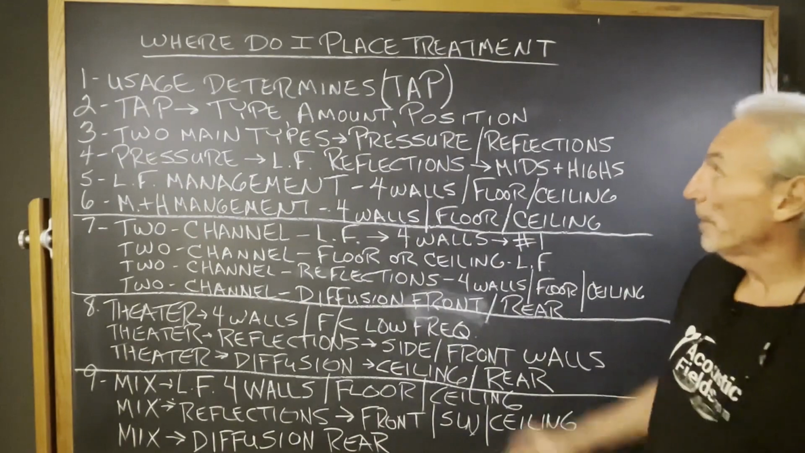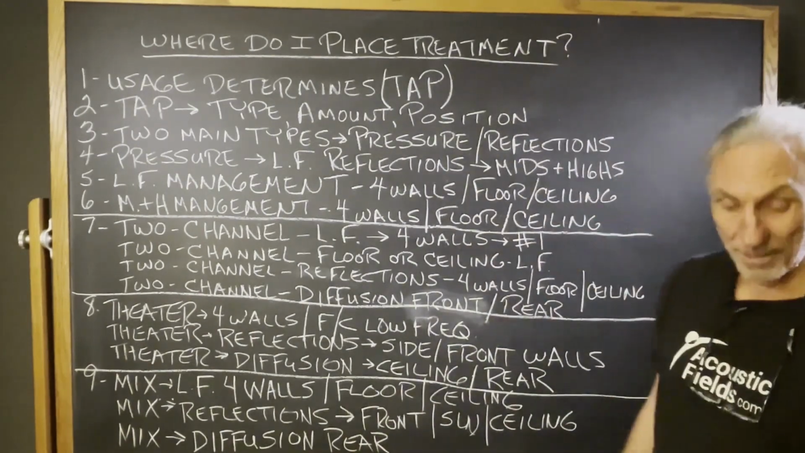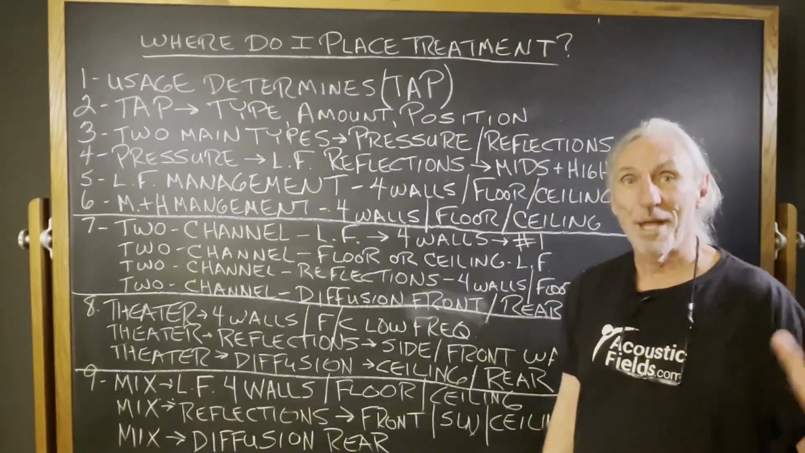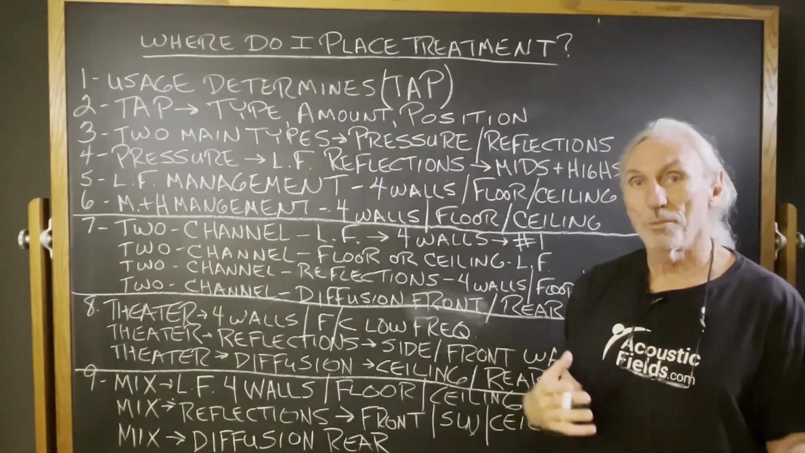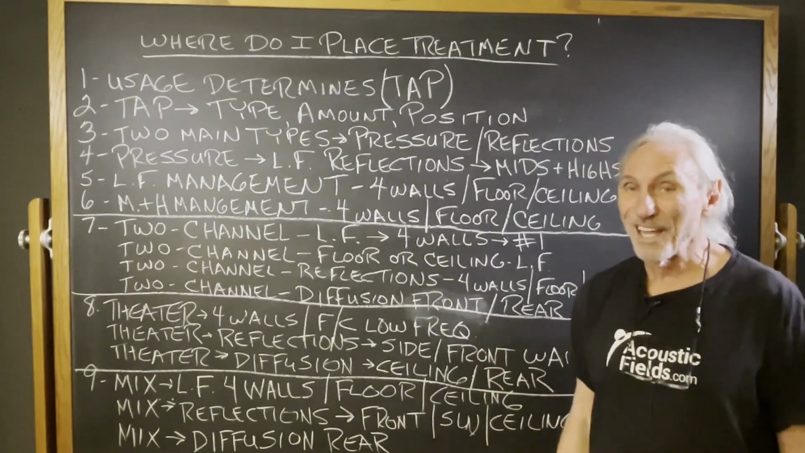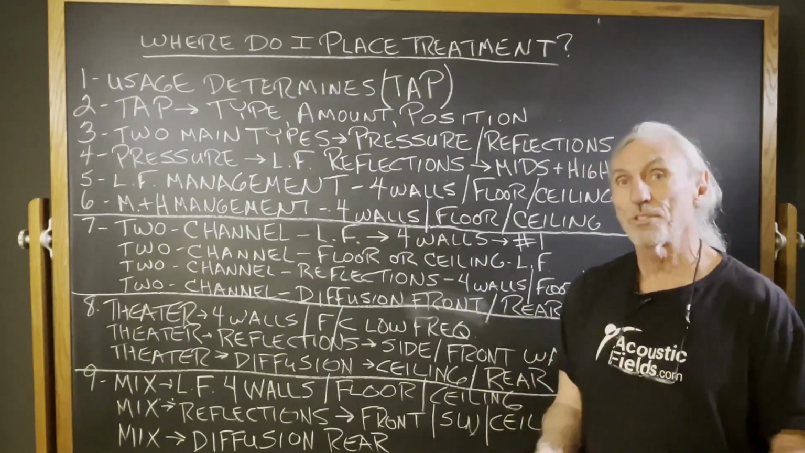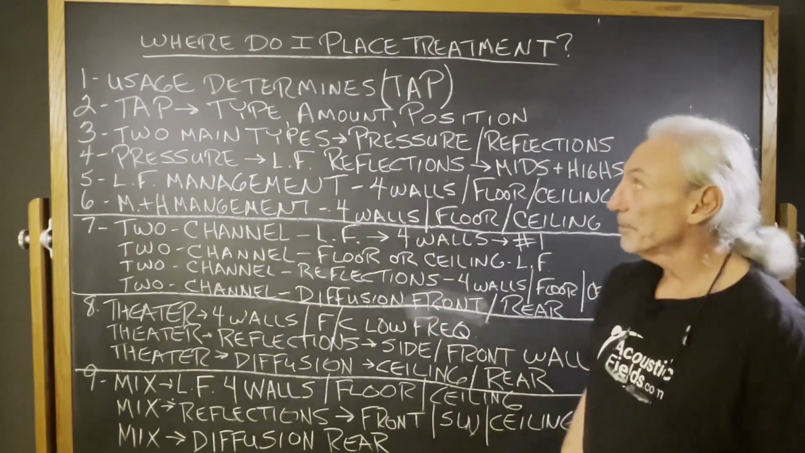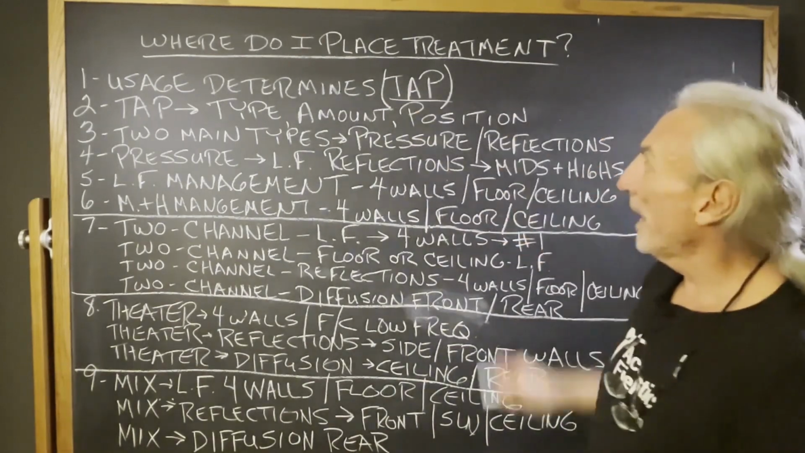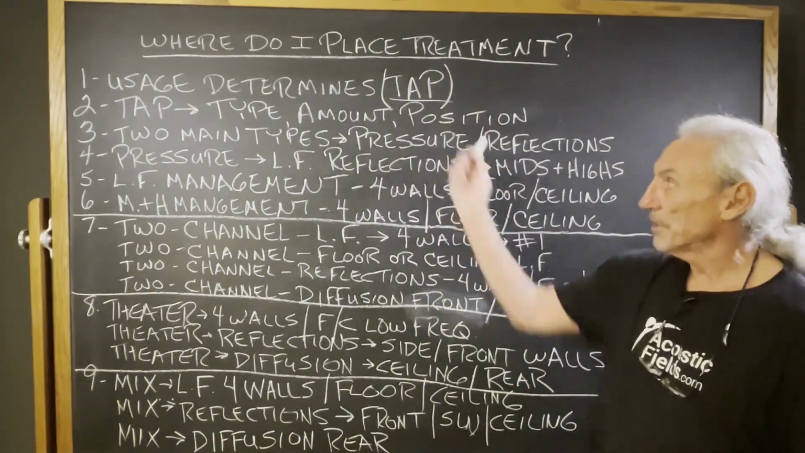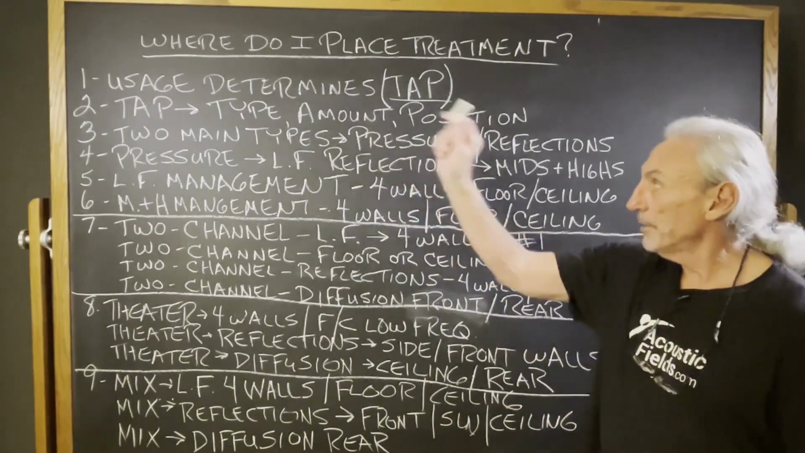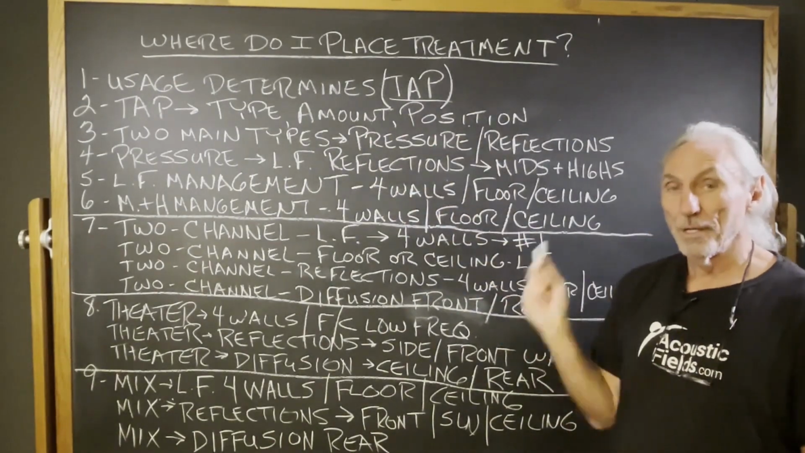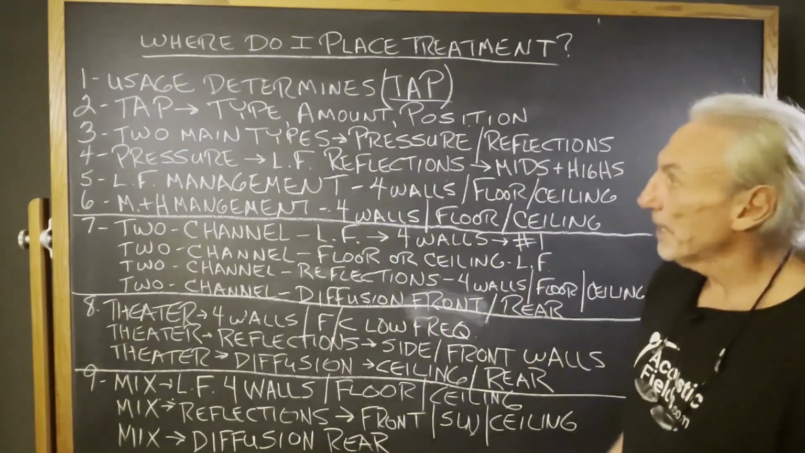Today we're going to talk about where do I place treatment. We get questions like this all the time, and my answer is always the same. It depends on usage. What you're going to do in the room really is the guidelines, and the room dimensions and all that, for the amount of treatment that you're going to put in the room. Remember our acronym TAP: type, amount, and position. What type of treatment are we going to use? How much are we going to use, and where are we going to put it? Those are the three questions that we have to answer.